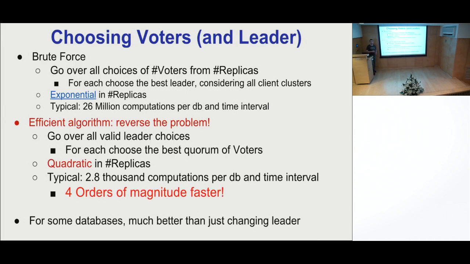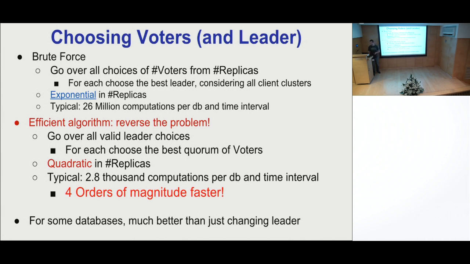Instead, we decided to reverse the problem. Instead of first picking the voters and then the leader, we first pick the leader and then the voters. So we consider all the possible choices of leader, and for each one, we pick the best voters, the best quorum for that leader, the quorum with the lowest latency. And this is quadratic and gives the optimal solution. It's not a heuristic. And in our case, it's 4 orders of magnitude fewer operations than the brute force.